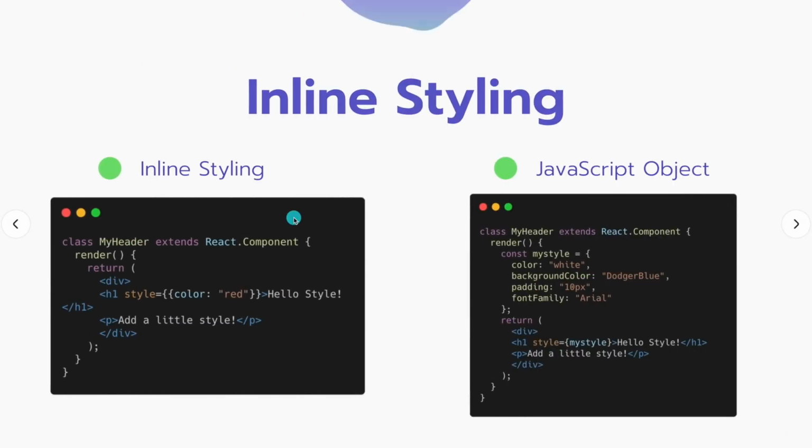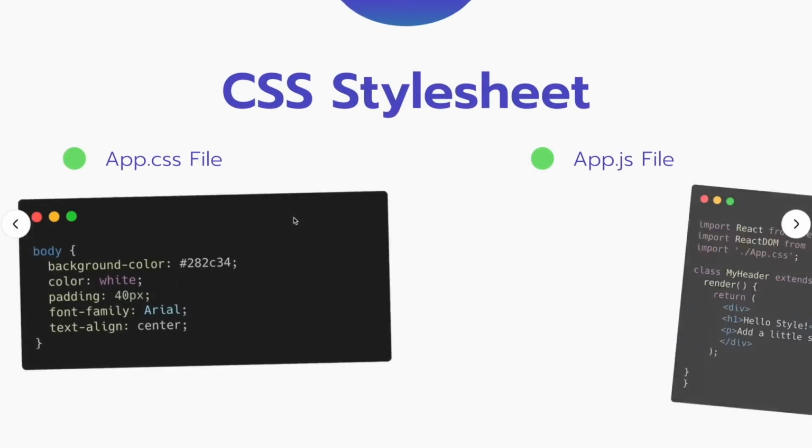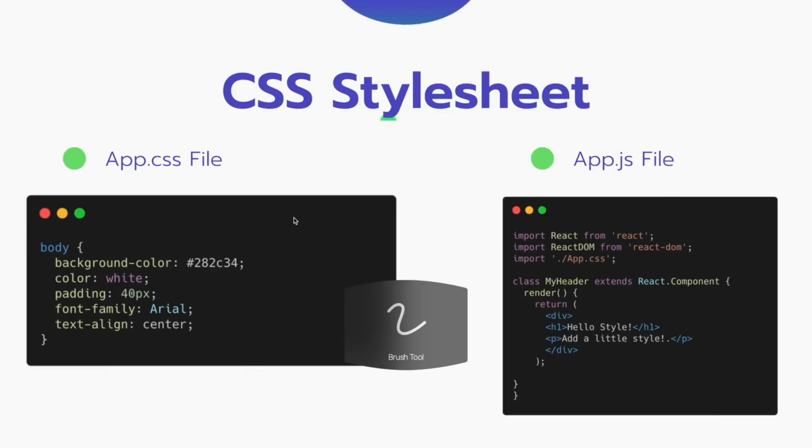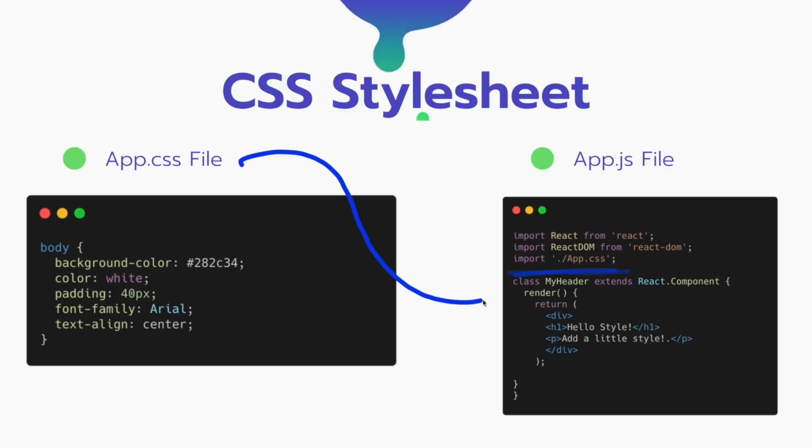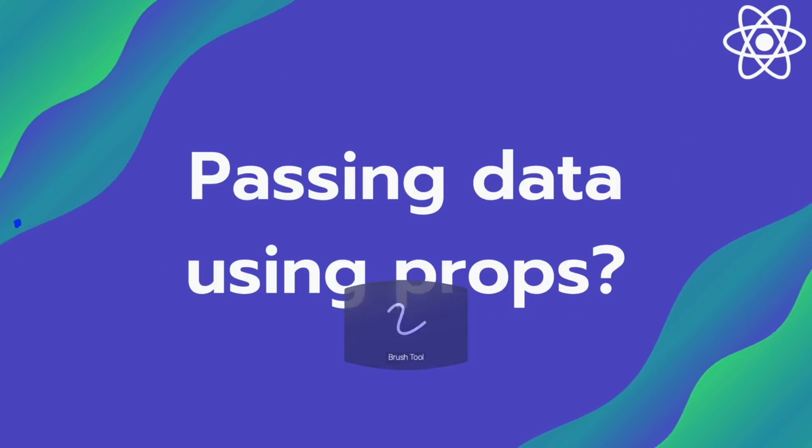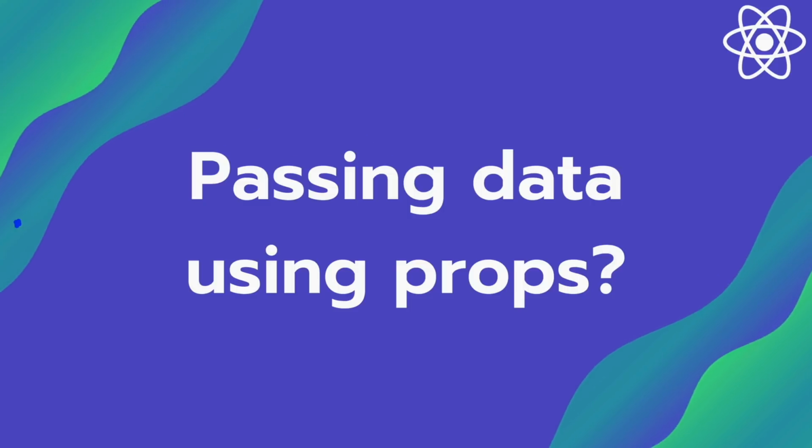All right, move on. Another thing you can do is put it into an external CSS style sheet. So here, for example, I can create an app.css, and I can actually import app.css right here, and this will allow me to fully use all my CSS files in React.js. Beautiful.